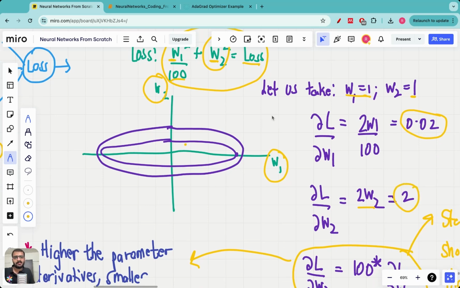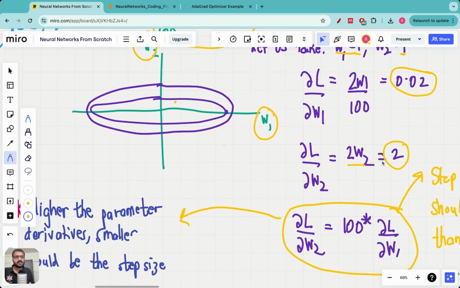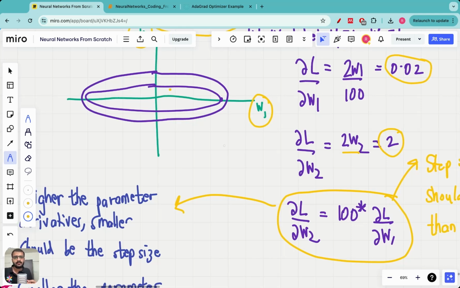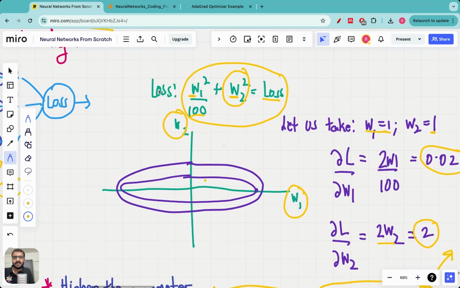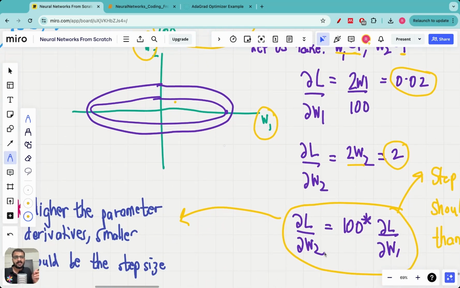Now I want you to compare these two partial derivatives. Partial derivative of loss with respect to W1, which is 0.02, and partial derivative of loss with respect to W2, which is 2. So you will see that partial derivative of loss with respect to W2 is 100 times greater than the partial derivative of the loss with respect to W1. What does this mean? It means that if we make small changes in W1, it would not increase or decrease the loss too much. But if we make small changes in W2, that will be 100 times more significant than changes in W1.